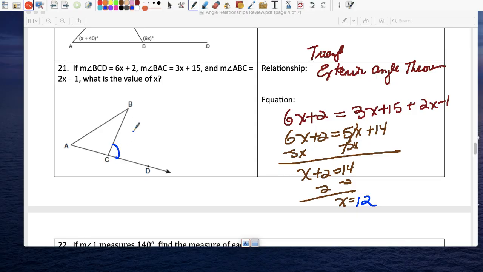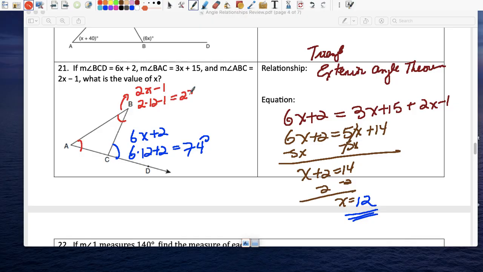So this guy is 6x plus 2. It doesn't ask you to verify, it asks you to find x, which is 12. So 6 times 12 plus 2, 6 times 12 is 72, plus 2 is 74. Now if I add these two angles, it should also give me 74. Angle ABC, which is this guy right here, is 2x minus 1. Let me substitute. It's 2 times 12 minus 1, which is 23.